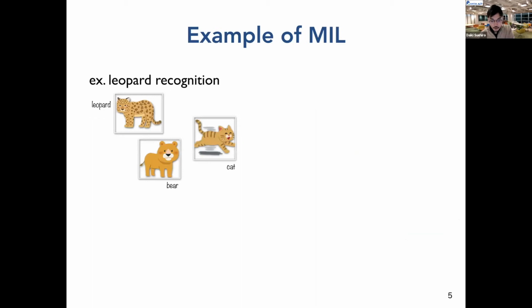And so next, we show some simple example of MIL. For example, for image recognition task, considering MIL is a standard approach for image recognition task, and consider leopard recognition. This is a leopard and a bear cat, such images. And the image set includes various animals.